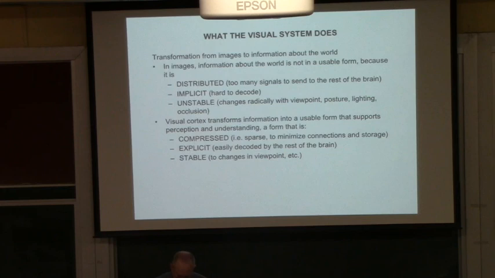So this is the most important slide for both of these lectures, and everything that I'll talk about really relates to this question of how does the visual system transform image information, which is relatively useless, into useful information by compressing it, making it explicit, and making it stable?